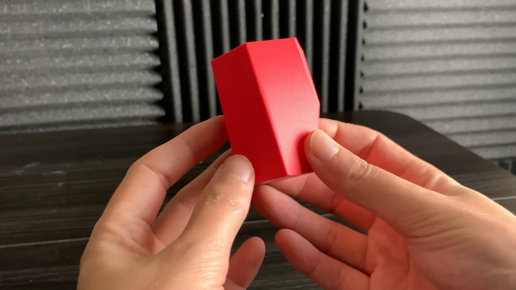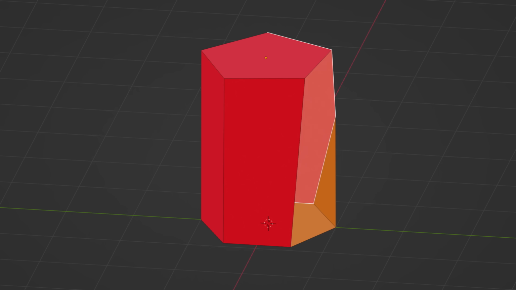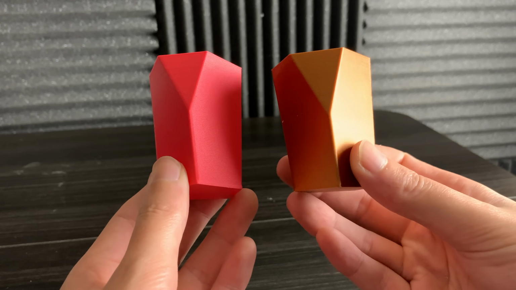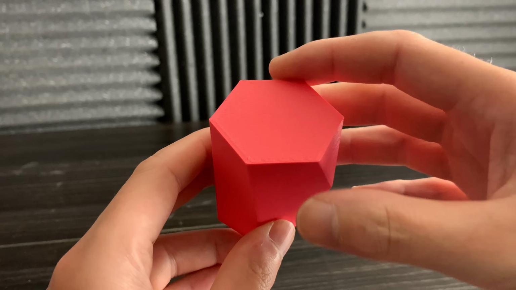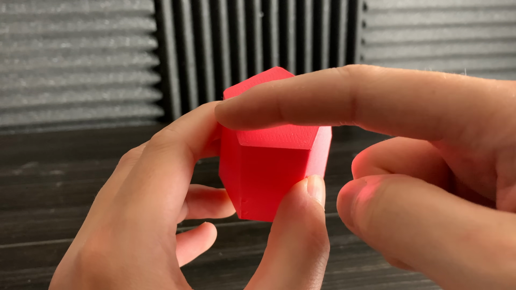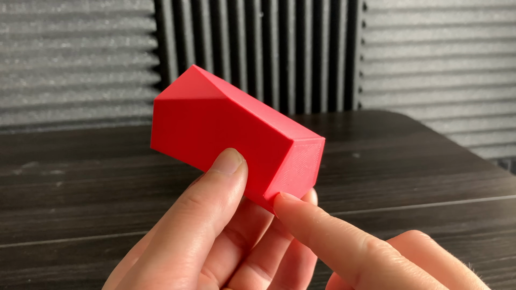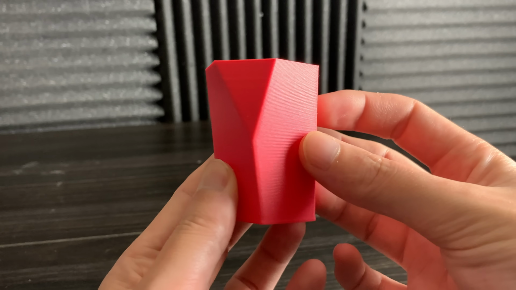This is a Scutoid. The shape is technically a geometric solid between two parallel surfaces. It's a member of the prism family. The top of the shape is a hexagon, and the bottom is a pentagon. Because the top surface has one more edge compared to the bottom, you get the addition of a triangle on the side of the Scutoid.